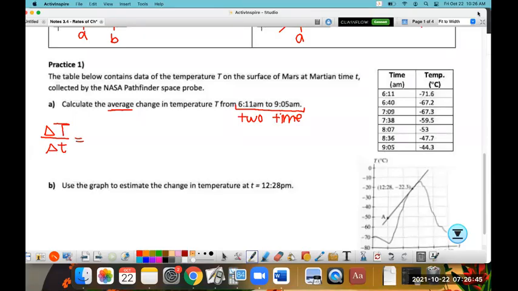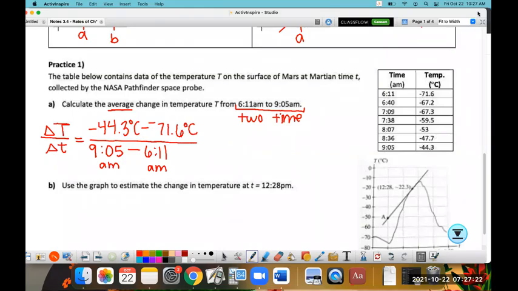All right, I am going to go with, let's see, would it be easier to do 6:11 minus 9:05 or 9:05 minus 6:11? Later time minus earlier time. And their temperatures would be negative 44.3 degrees Celsius minus negative 71.6 degrees Celsius.